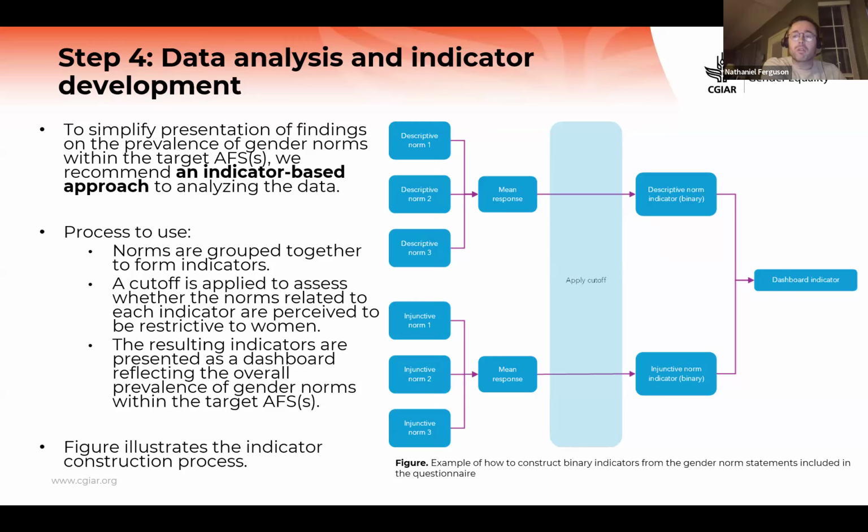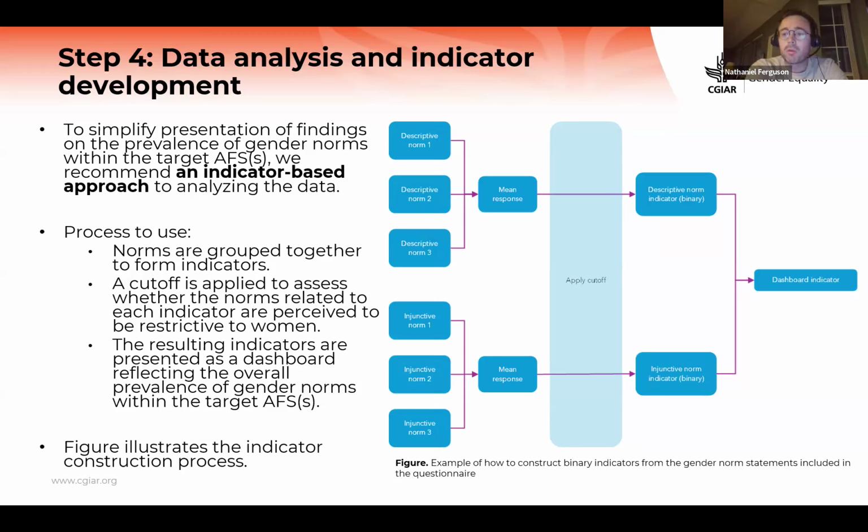So the first is descriptive. It's asking a question about how you perceive the world around you. And the second is injunctive. It's, do you approve of this? Is this acceptable? So in grouping these norms in order to simplify the presentation of our findings, we recommend an indicator-based approach. What that means is, first, we take similar norms and we group them together to form indicators.